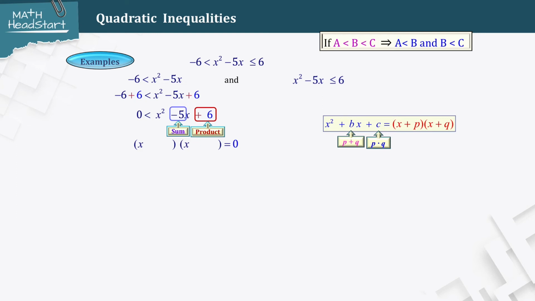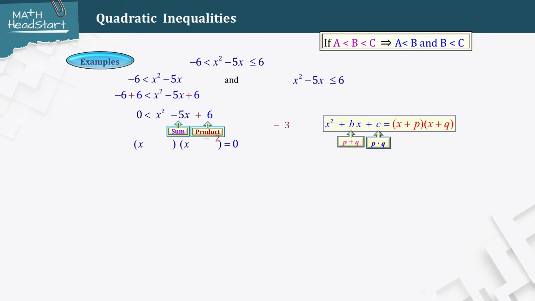First, think about the factors of 6. Since the sign is positive, two numbers must have the same signs. Since the sum is negative, two numbers must be negative in this case. How about negative 2 and negative 3? This combination gives the product of positive 6 and the sum of negative 5. This value matches the coefficient of x.